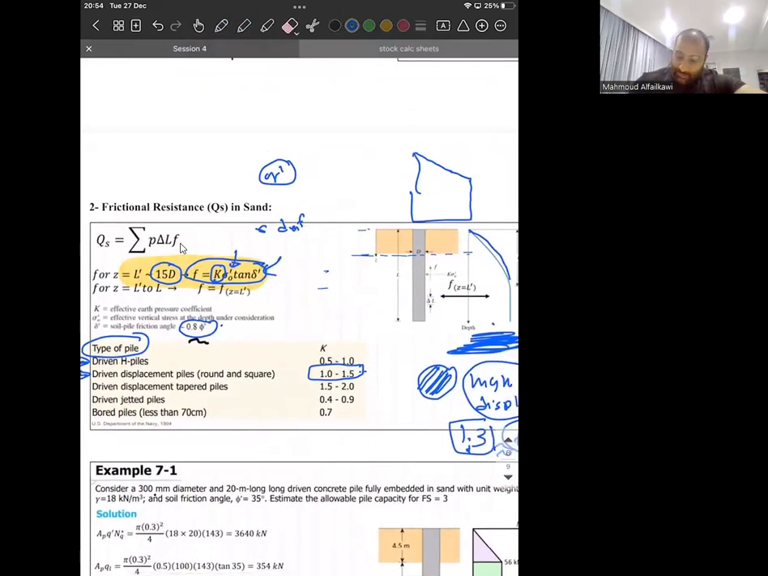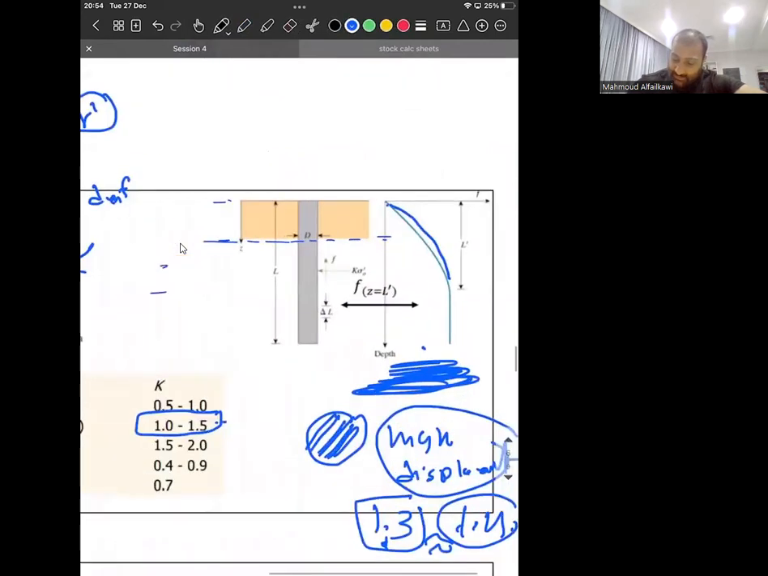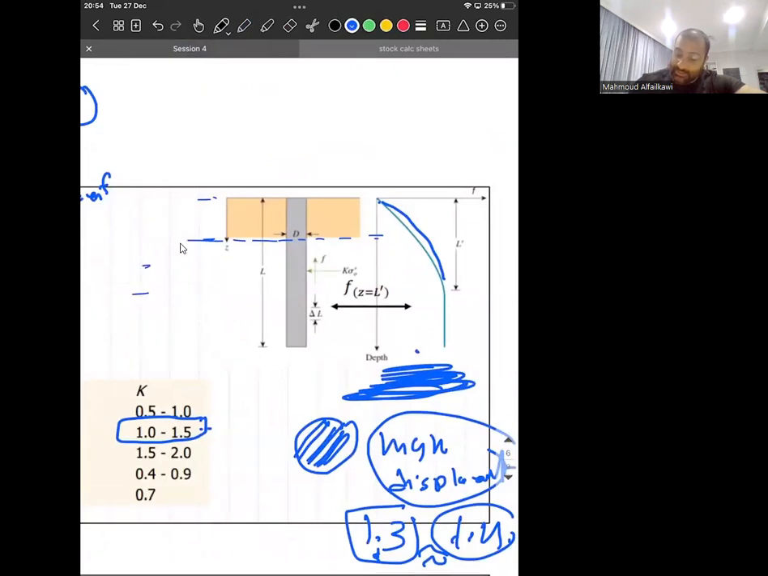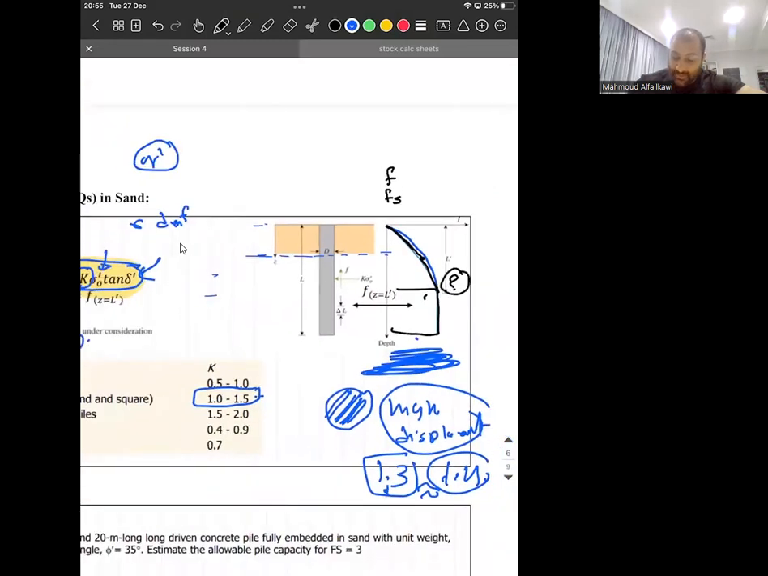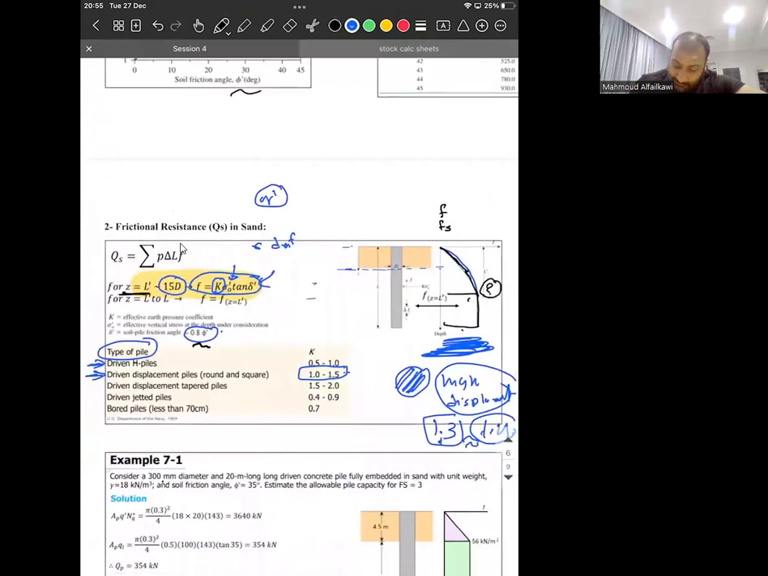When you're dealing with these type of problems, you usually have to follow this thing. As the stress increases, my frictional stress, f_s or f, increases linearly until a point, then it goes constant, as you can see here. What is that point? This point is 15D. Yeah, it's 15 times the diameter. So later I'm going to actually do this.